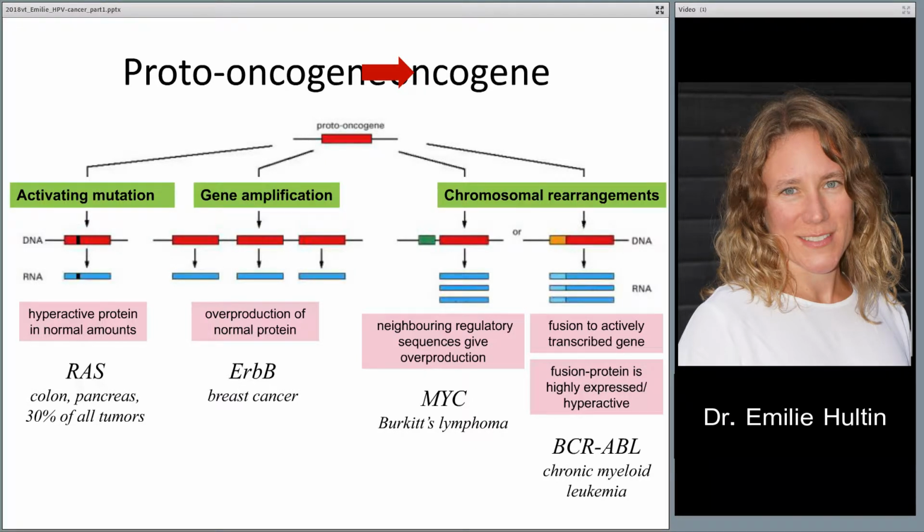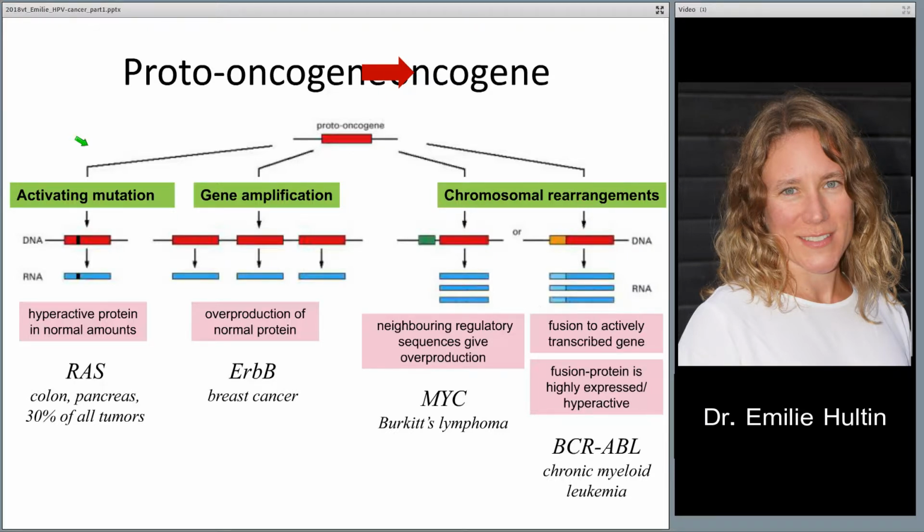So how can a proto-oncogene then become an oncogene? There can be different kinds of mutations on the DNA level. If we're looking at the first part here, we can have a mutation that activates the proto-oncogene. It can be a mutation within the gene of the DNA that actually produces a hyperactive protein. This protein can still be in normal amounts.